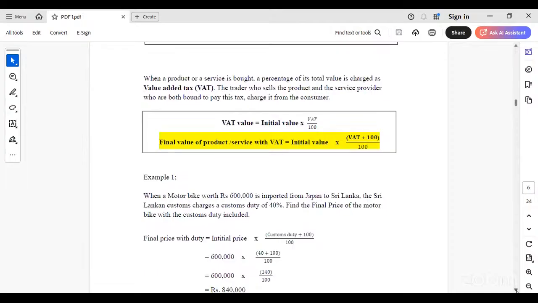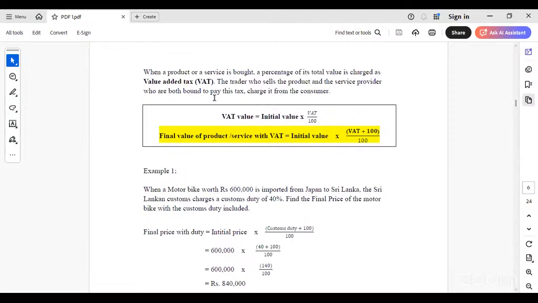Now VAT. When a product or service is bought, a percentage of its total value is charged as VAT. VAT is called value added tax. The trader who sells the product and the service provider, who are both bound to pay this tax, charge it from the consumer. The government imposes a VAT on certain items, and the business person charges it from the consumer because for him that's an expense, right?